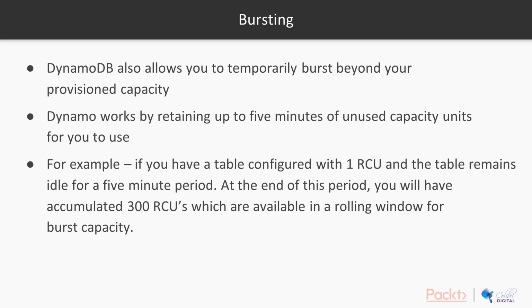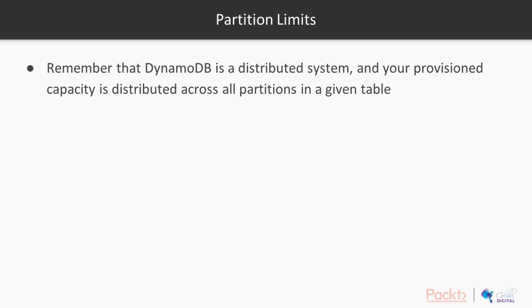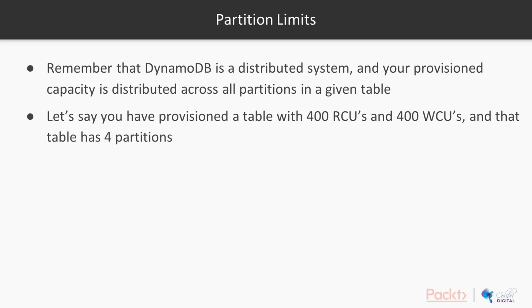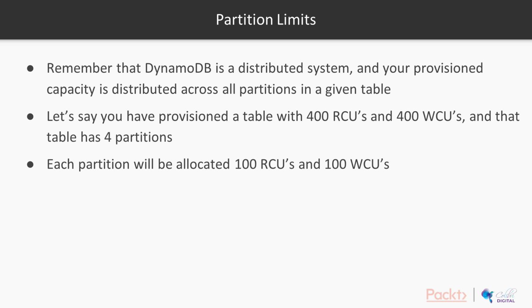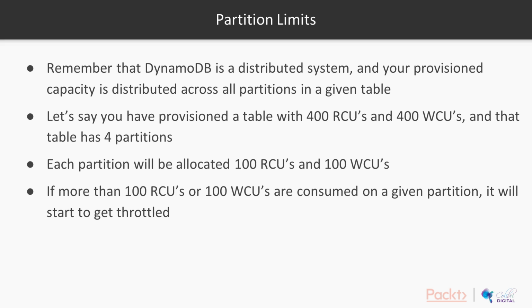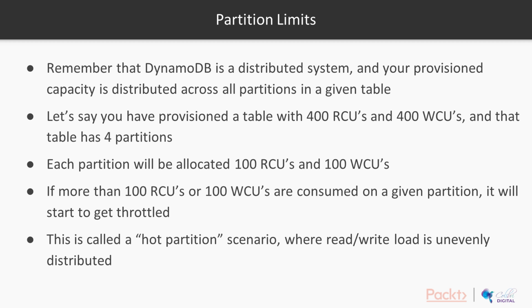window for burst capacity. Remember now that DynamoDB is a distributed system and your provision capacity is distributed across all partitions in a given table. So let's say you've provisioned a table with 400 read capacity units and 400 write capacity units, and that table has 4 partitions. Each partition will be allocated 100 RCUs and 100 WCUs. If more than 100 RCUs or 100 WCUs are consumed on a given partition, it's going to start to get throttled. Now this is called a hot partition scenario, where read and write load is unevenly distributed.